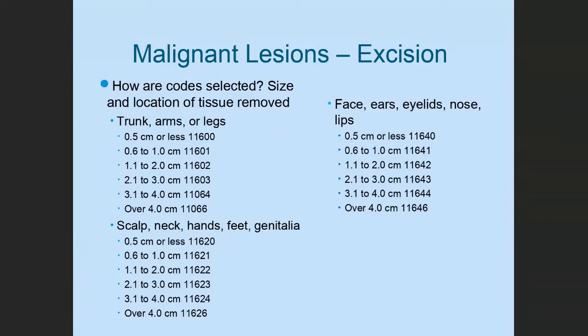So how are these codes selected? Well, they're coded according to size. Remember the lesion plus the margin. So you have the locations in groups: trunk, arms or legs; scalp, neck, hands, feet, genitalia; face, ears, eyelids, nose, lips. These are the same groups used for benign lesions, except that mucous membranes are not included with the group for face, ears, eyelids, nose, and lips. The sizes are also the same. So to find a code for excision of a 2.5 centimeter malignant lesion of the foot, refer to the group scalp, neck, hands, feet, genitalia, and select code 11623, which includes 2.1 to 3.0, and the 2.5 lesion would fall into that category.